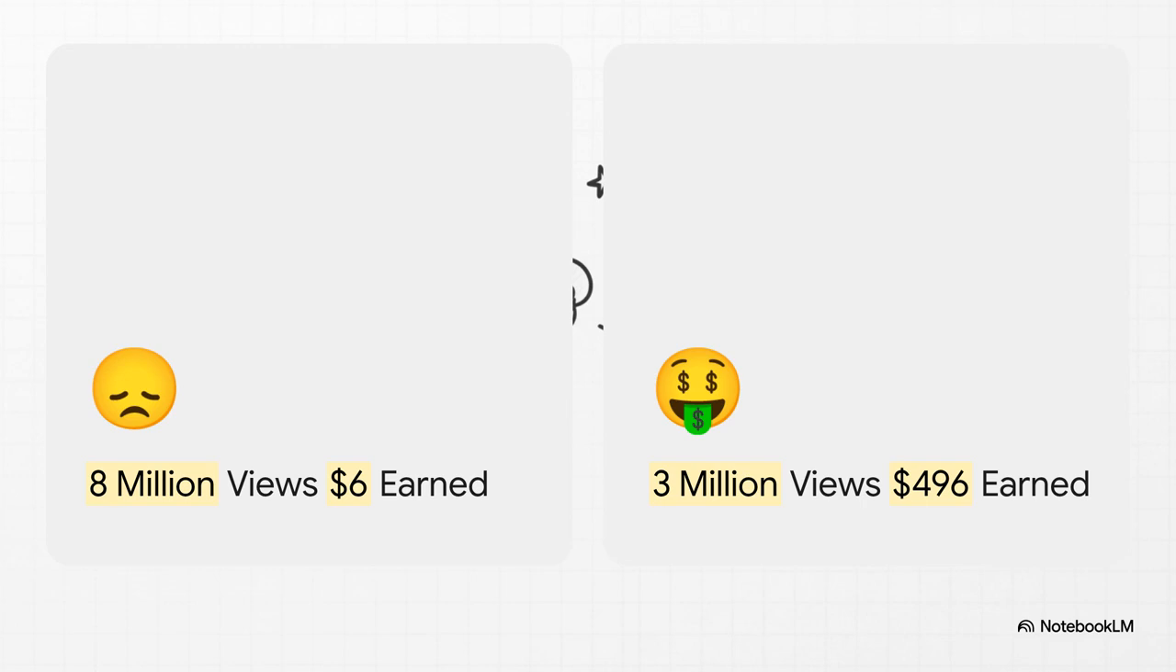Just take a look at this. On the left, you've got a video with 8 million views that made a measly $6. On the right, a video with less than half the views that pulled in almost $500. I mean, which one of these would you rather have? And just so we're clear, this is not a lucky break or some kind of mistake. This is the direct result of a very specific, repeatable strategy.